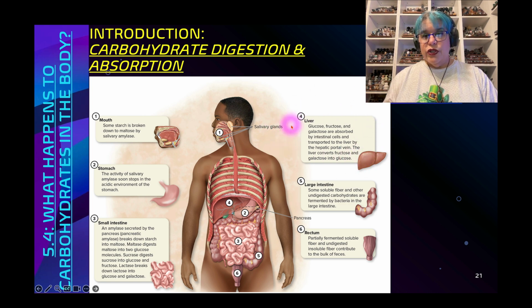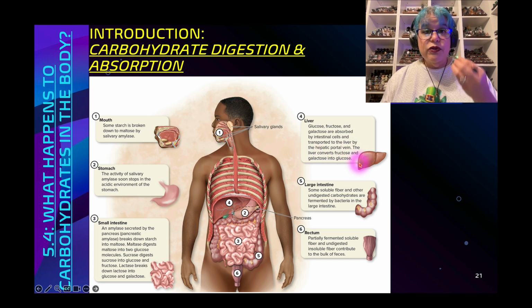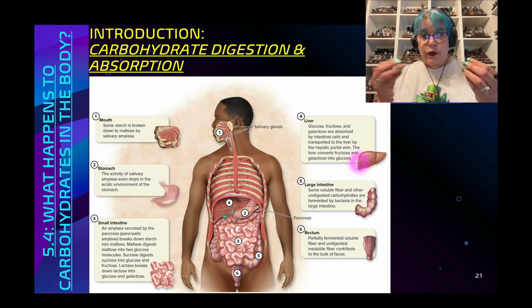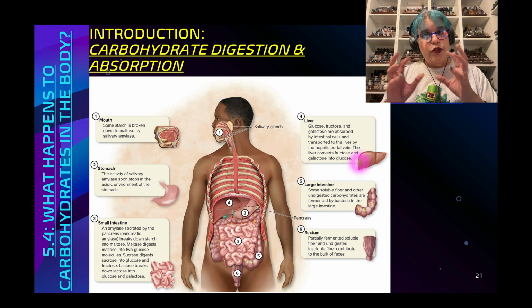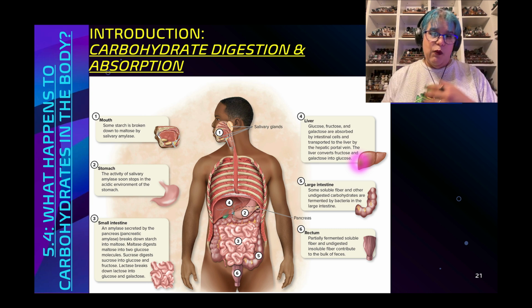In the liver, glucose, fructose, and galactose are absorbed by the intestinal cells and transported to the liver by the hepatic portal vein. The liver converts fructose and galactose into glucose. Why? Because glucose is our primary fuel source. Yes, I've got all the components. Remember, I said they're built with the exact same pieces. All I have to do is switch them around a little, and then I've got glucose, the one that I want. In the large intestine, I've got some soluble fiber and other undigested carbs that are fermented by bacteria. Again, this is kind of how we get gas sometimes. And then the partially fermented soluble fiber and undigested insoluble fiber contributes to the bulk of our fecal material.